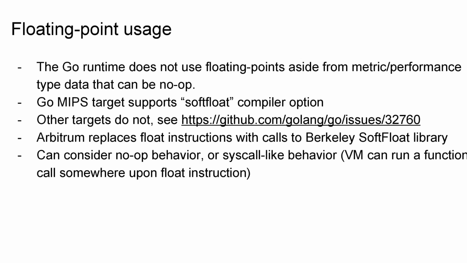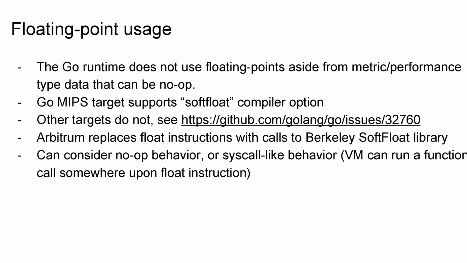Note about floating point usage. Canon technically supports floating points, but it does so by just using the soft float compiler option. I am not aware of any actual floating point numbers in the miniGeth state transition. Maybe there's some metric in the Go runtime that could be a no-op, but in general, we could ignore. The Go compiler itself does not support this flag for other targets. So when we're talking about WASM or RISC-V, you cannot support it unless you plug it in yourself.